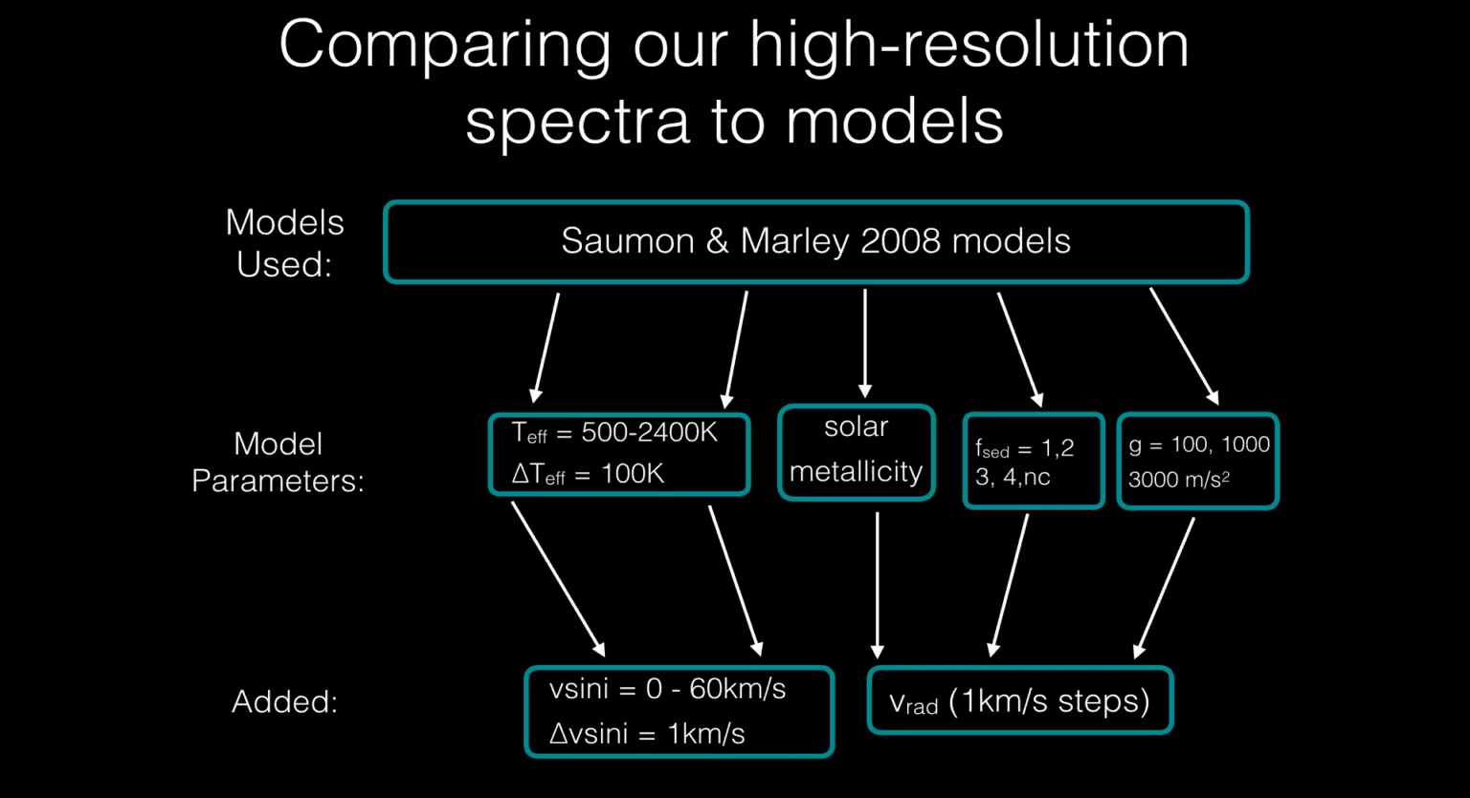We also added to our spectra V sin i by spinning them up with a rotation kernel, and we added radial velocity. Both of those were done in 1 kilometer per second steps.